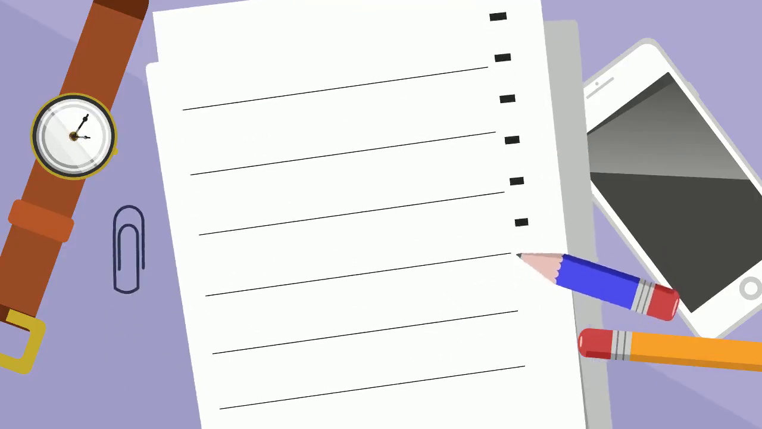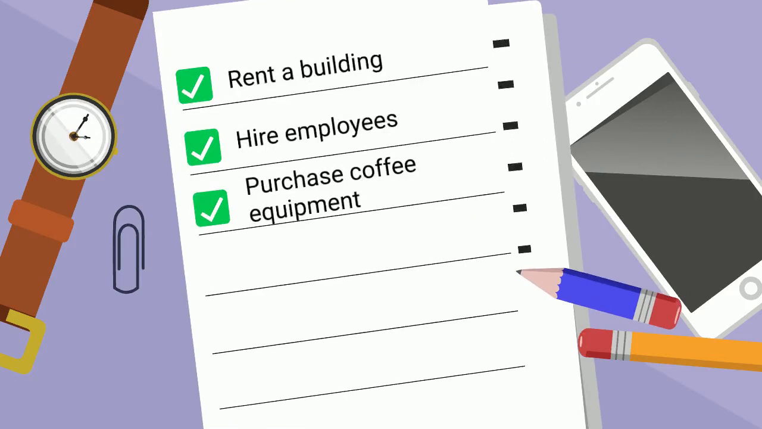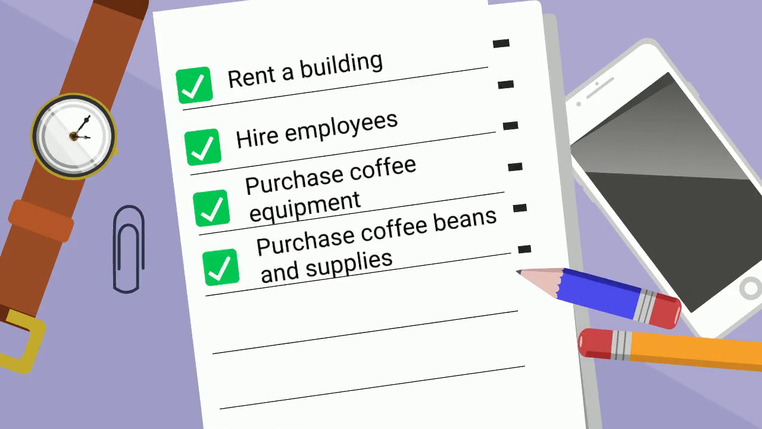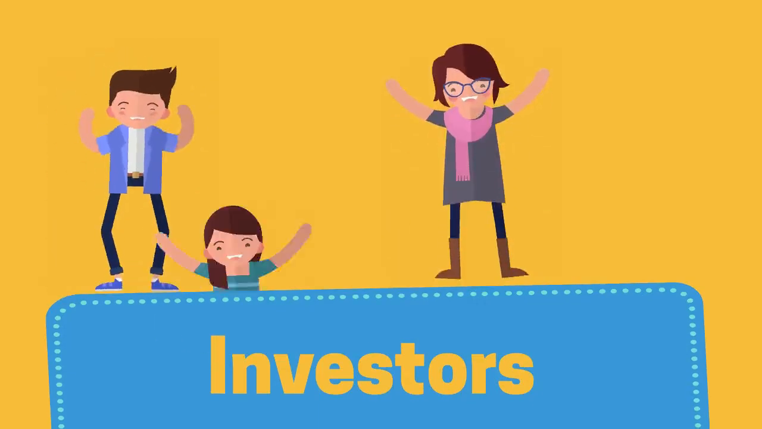Before you open, though, you've got to do a few things. Rent a building, hire employees, purchase coffee equipment, purchase coffee beans and supplies, purchase books, and purchase comfy chairs and bookshelves. How have each of these impacted the accounting equation? Or have they impacted it at all? Let's take the first business activity.